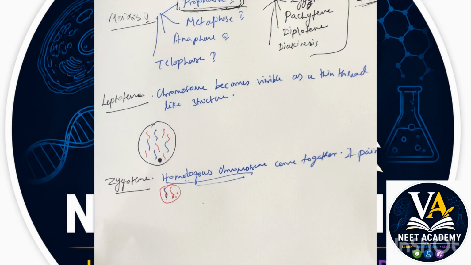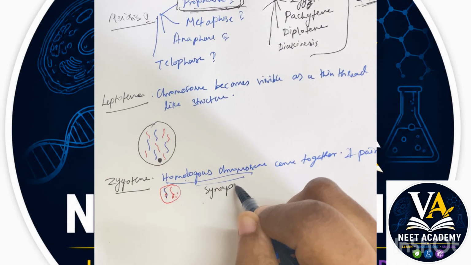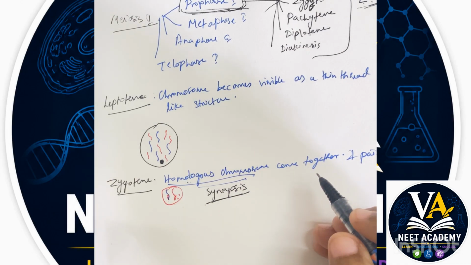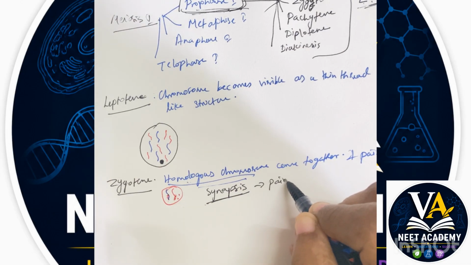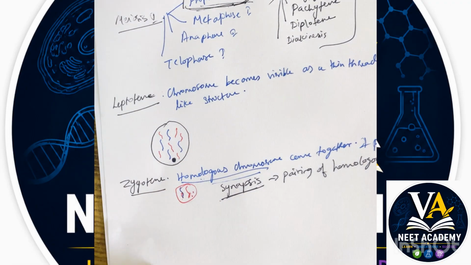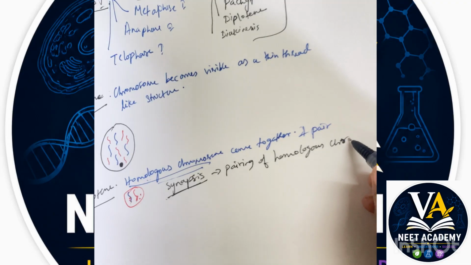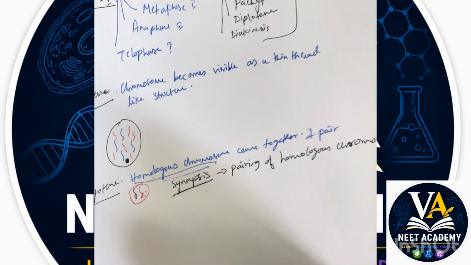Hope it's clear. Okay, so what happens in zygotene? The homologous chromosomes come close and they pair. The pairing of homologous chromosomes is called synapsis. Synapsis is nothing but the pairing of homologous chromosomes.